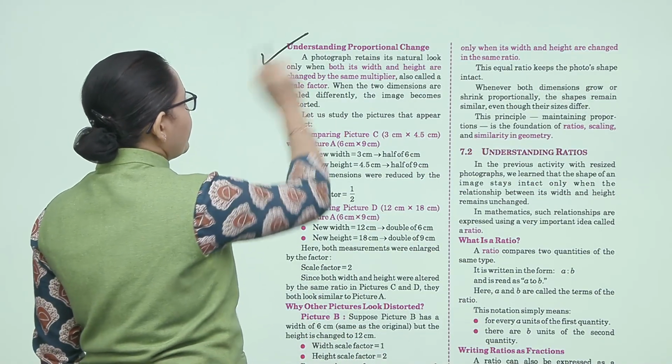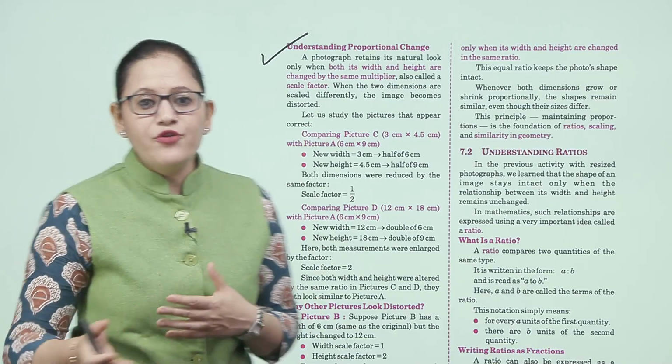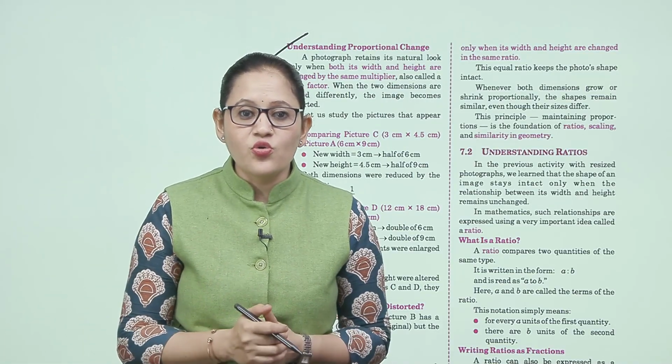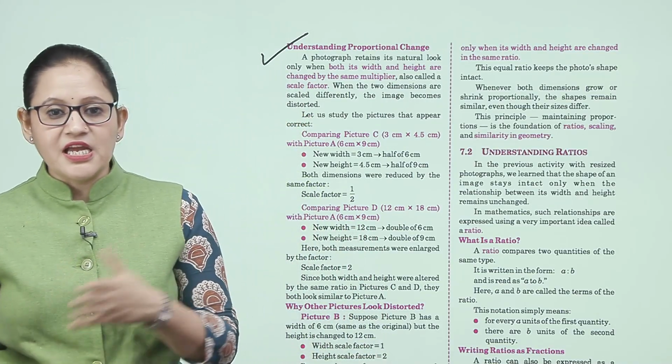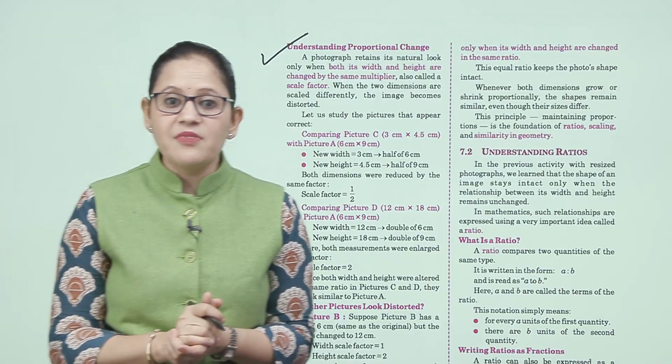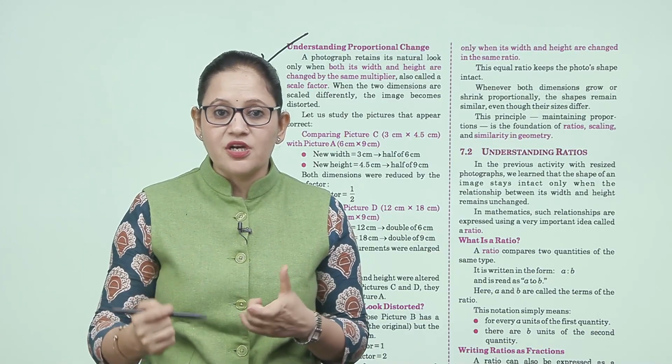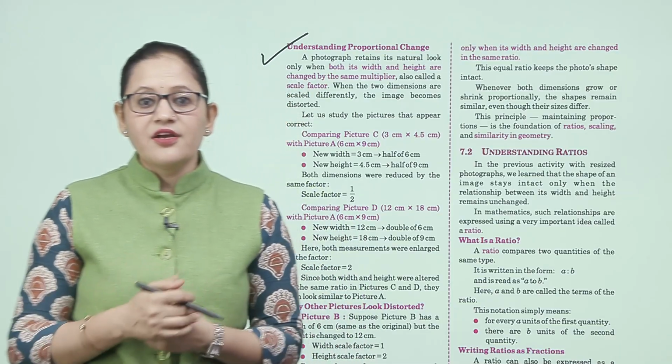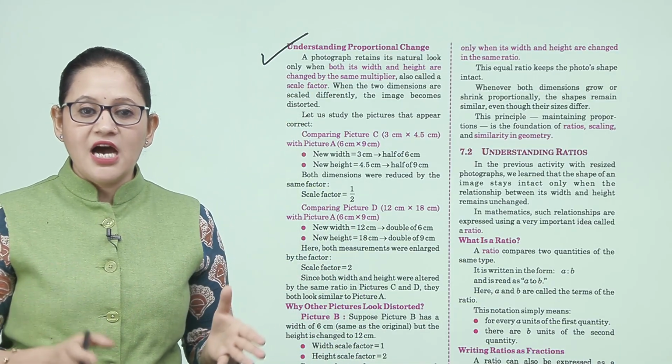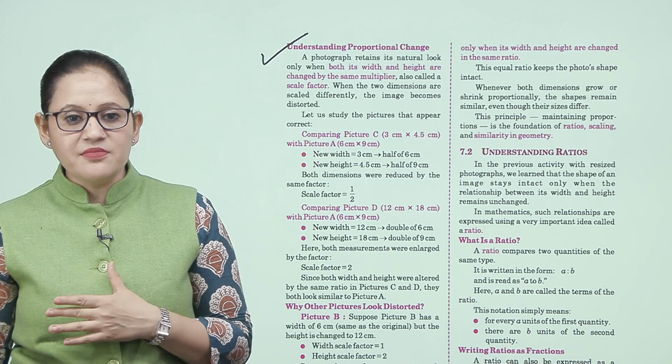Now, understanding proportional changes. A photograph retains its natural look only when both its width and height are changed by the same multiplier, meaning the same proportion, also called the scale factor. When the two dimensions are scaled differently, the image becomes distorted.